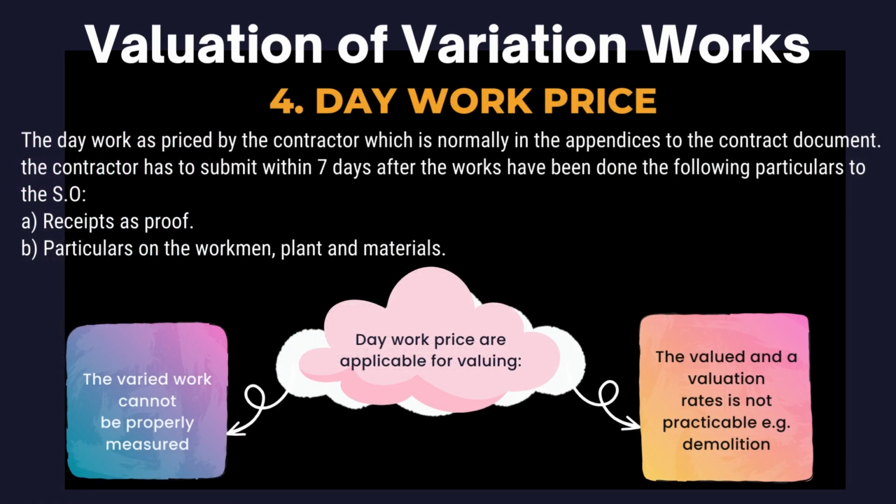This is the fourth method of valuing the variation works, which is by day work price. This method of valuation is normally used where the variation work cannot be properly measured and valued and a valuation at rates is not practicable. Example, demolition work. To be eligible for payment, the contractor must submit within 7 days after the works have been done, the following particulars to the SO for verification. Receipt as a proof for amount paid, and particulars on the workman employed, plant employed and materials used.